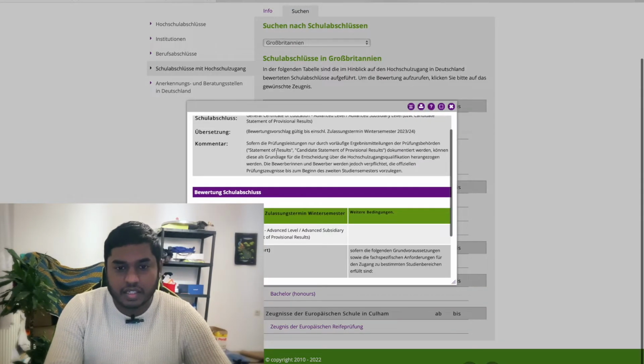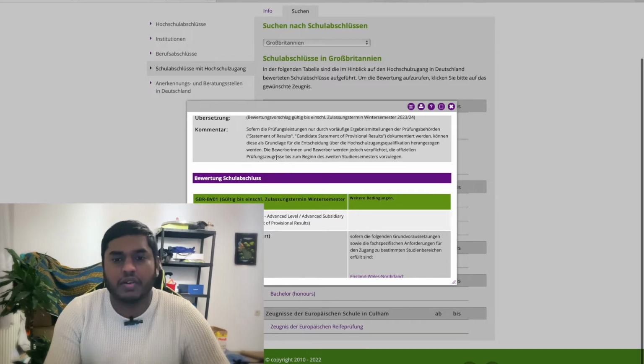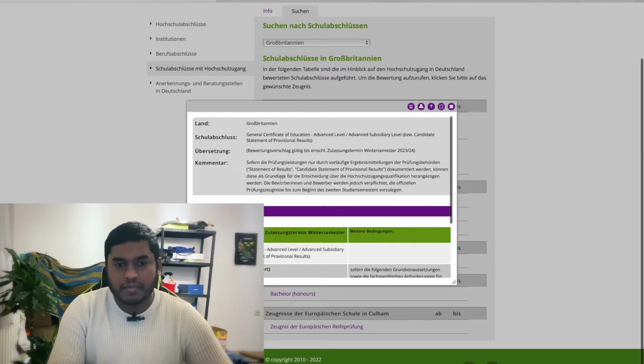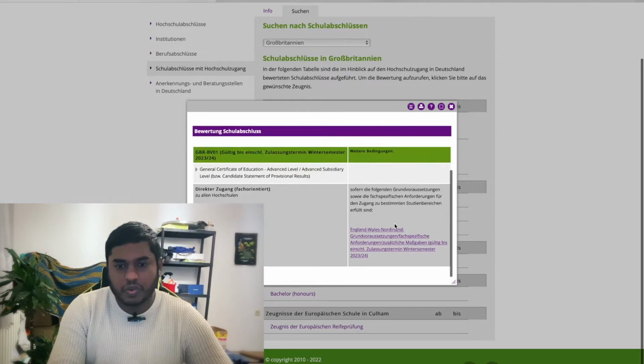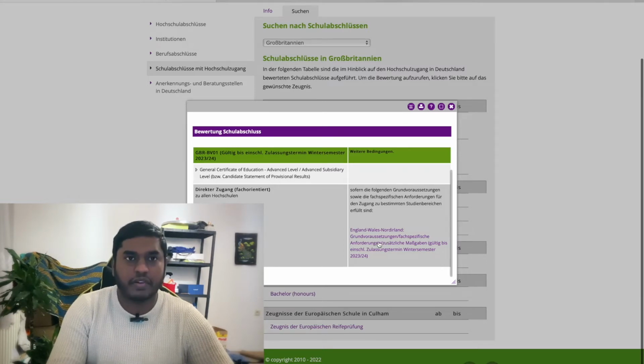And here there are some basic information. The only thing about this Anabin website is that it's totally in German. So in the worst case, you have to use Google Translate. So there is some basic information which is given here. You can go under England, Wales, Nordirland, Grundvoraussetzung, that means basic requirements.